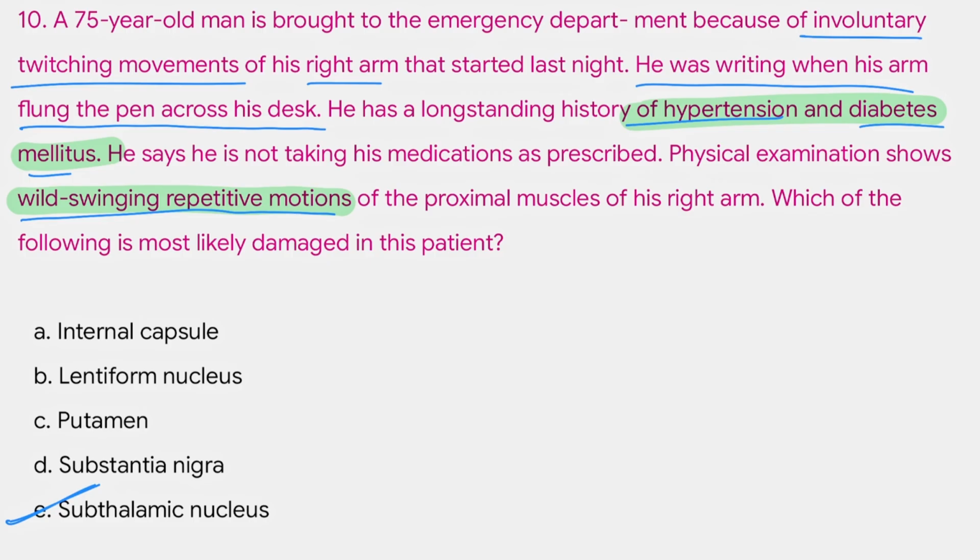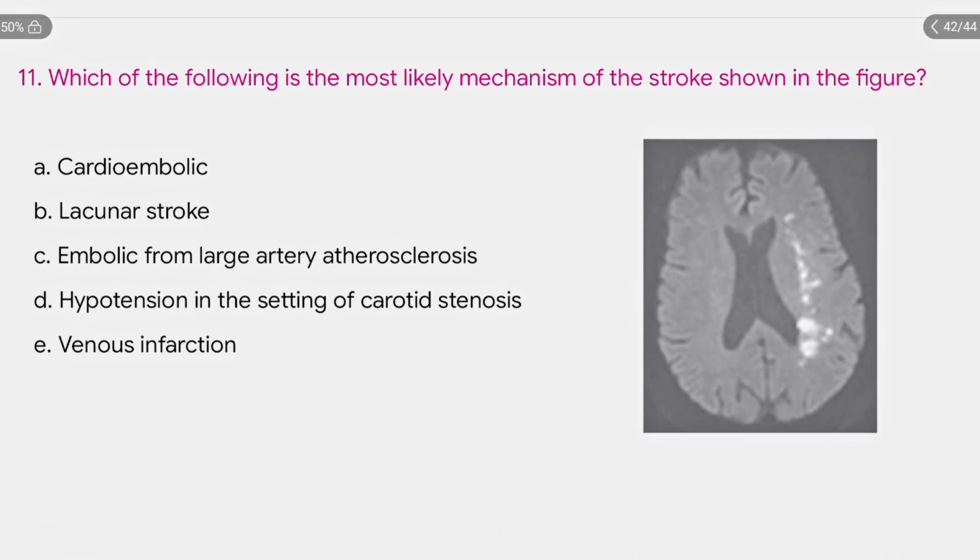You just have to remember, internal capsule will produce a pure motor stroke, and the lentiform nucleus would present with chorea and dystonia. The putamen, there'll be wing beating tremors. Then substantia nigra will have features of Parkinson's disease.